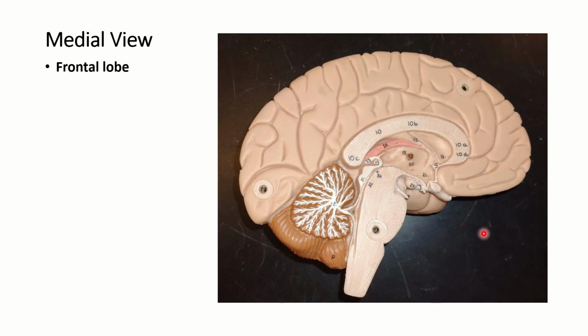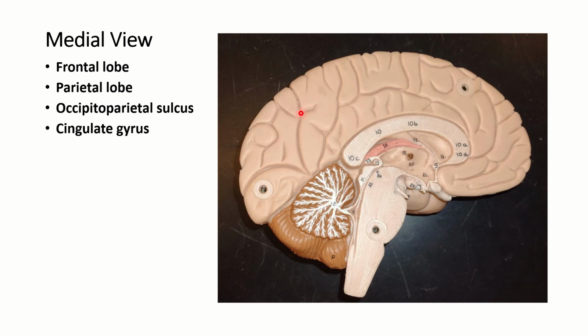This is the medial view. In the medial view you can see again, this is the frontal lobe. And this is the parietal lobe, this area. This is the occipitoparietal sulcus, and that separates the parietal lobe from the occipital lobe here. This is the cingulate gyrus, it's not done properly in this model.